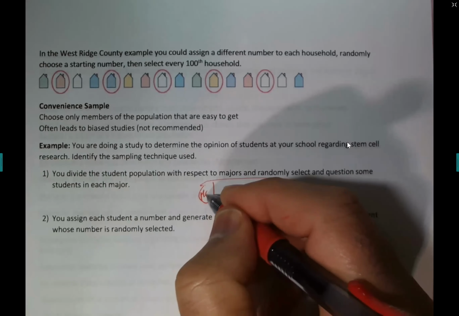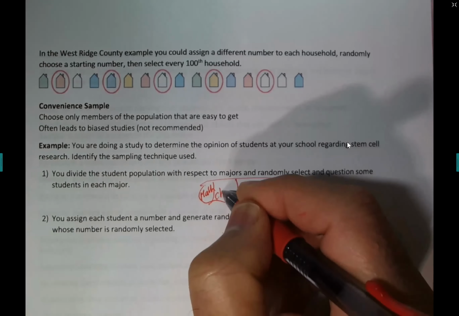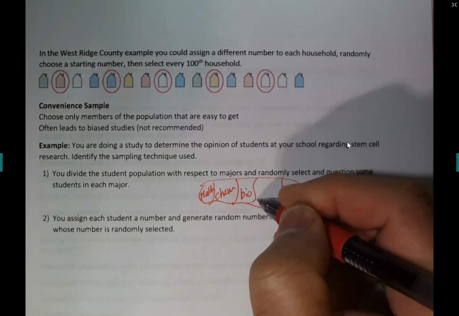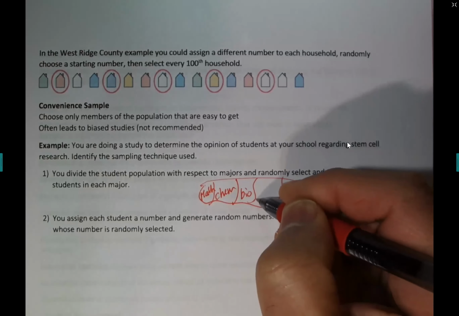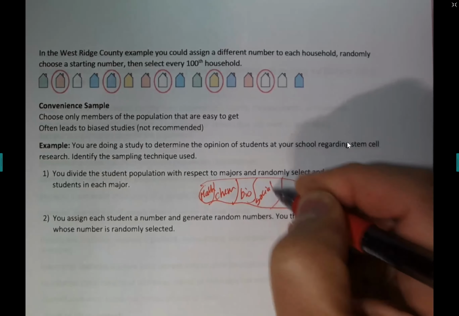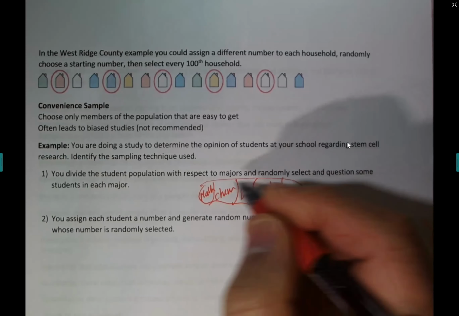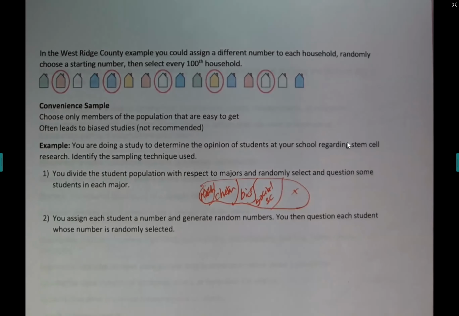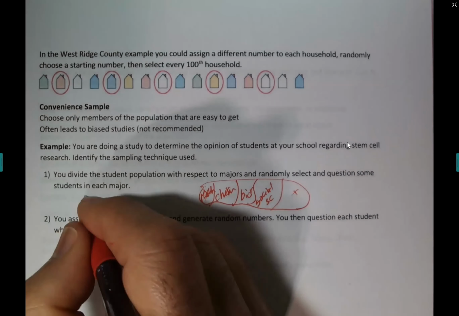Math, chemistry, biology, social science, etc. And then we pick people from each one and put them in the sample. What is this? Stratified. Yep, stratified. I agree.